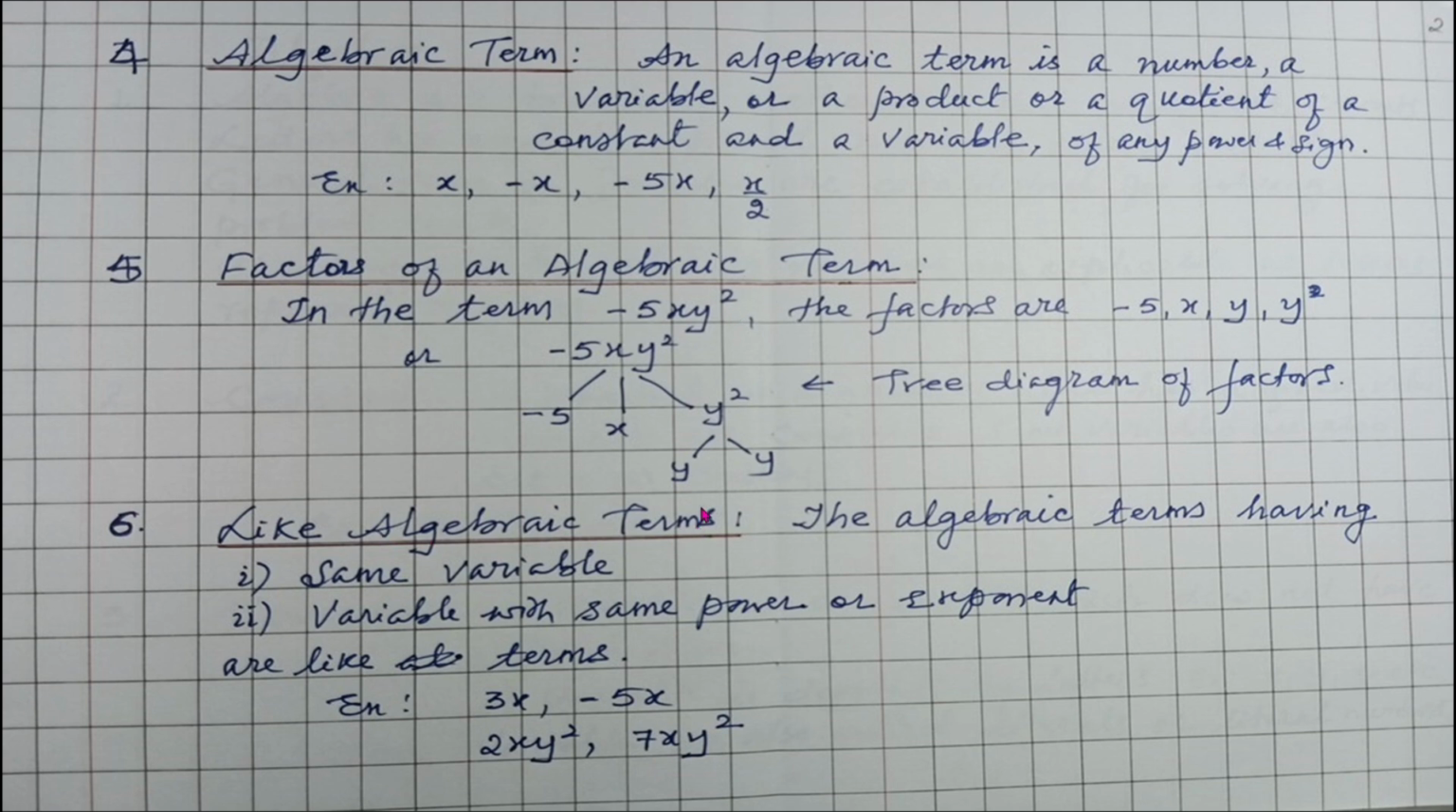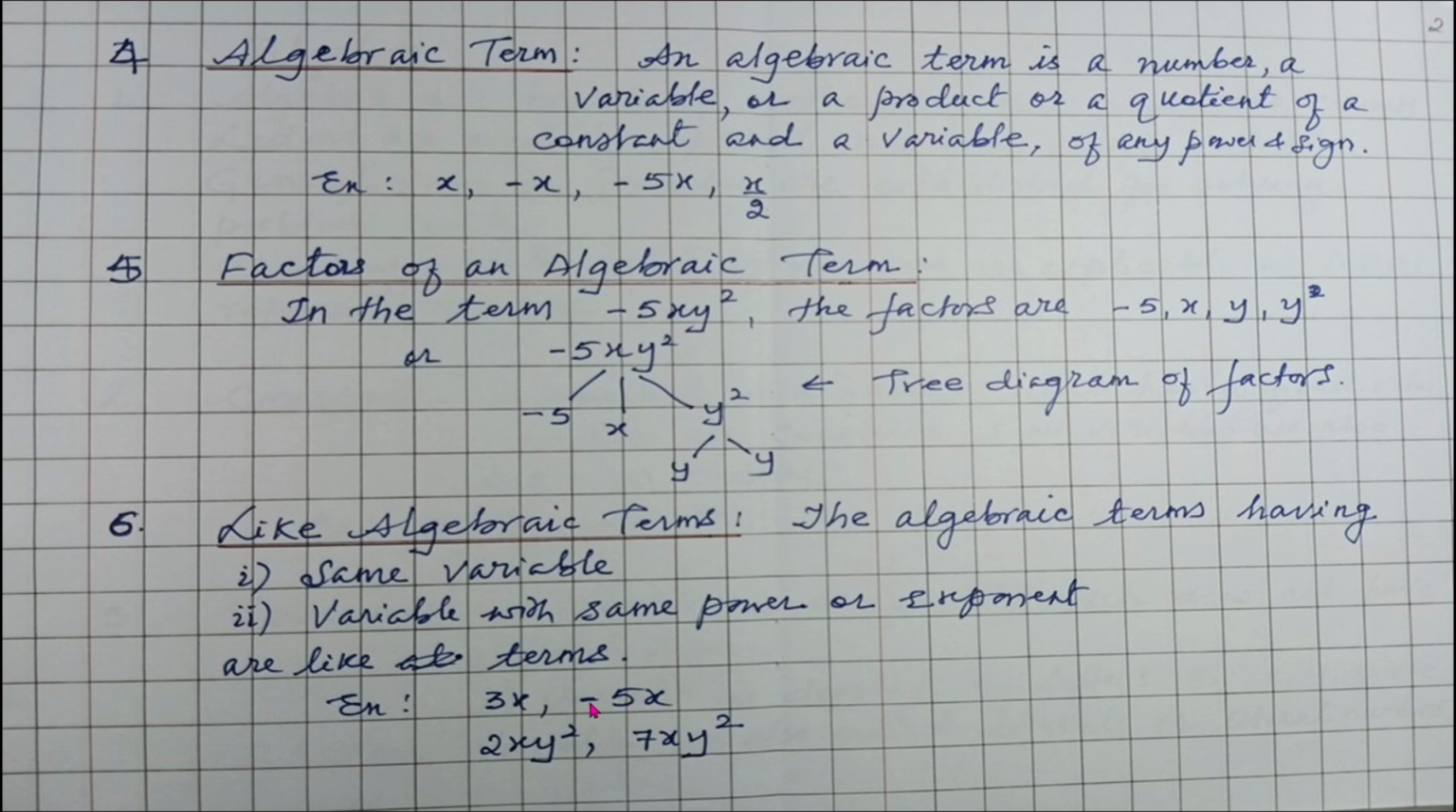Now, like algebraic terms, rather it's very simple. We already know what is a factor. A factor is that which divides a given algebraic expression completely, as we have learnt in mathematics. Like algebraic terms, the algebraic terms having same variable with same power or exponent are called like terms. Let us understand this. Now, if you look at 3x and minus 5x, variable is same, power of x is 1, power of x is 1 here also, and therefore they are like algebraic terms.